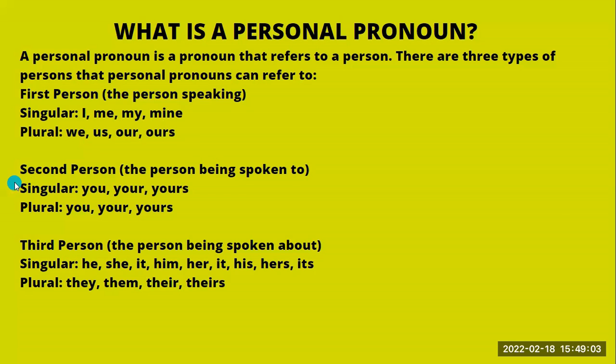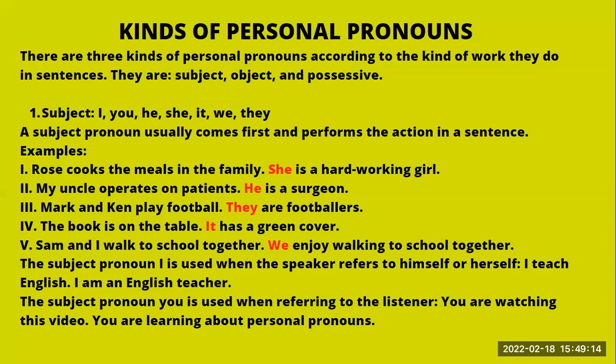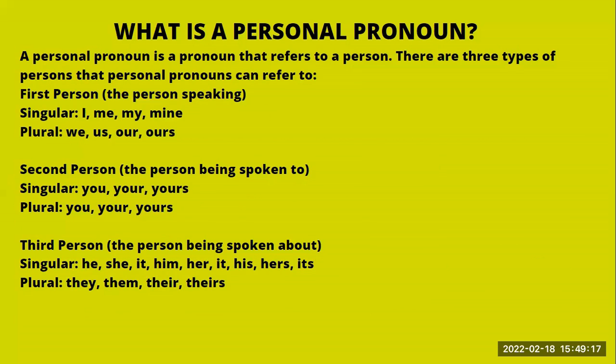Now, the second personal pronoun is you. That is the person being spoken to. Of course, you are listening to me. So if I want to refer to you, I shouldn't be calling your name, even if I know your name. So I should refer to the person listening to me, or whoever I'm talking to, as you. The singular form is you, your, and yours. The plural form remains the same: you, your, and yours.